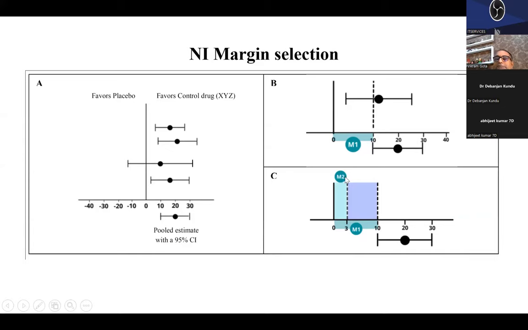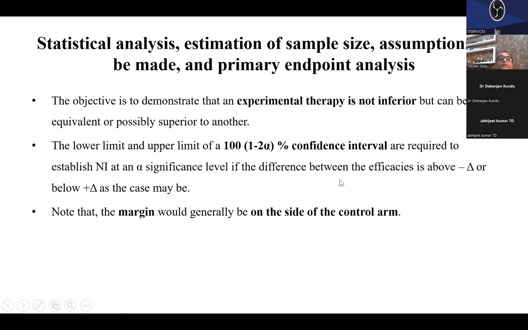I hope you understood now. It is very simple. This is the effect that the treatment had over the placebo, and out of this effect, you say that I want to retain at least this much. If I cannot retain this much, I'm not happy. So this minus this will become your margin for the non-inferiority trial, M2. I think this is not very important for the statistical analysis.